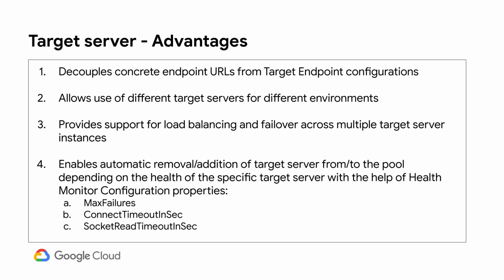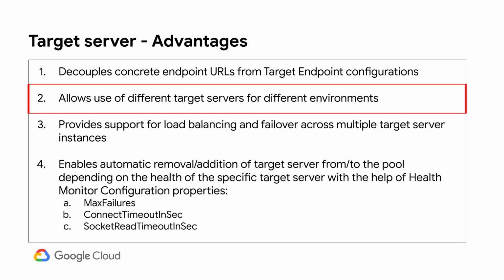So what are the advantages of using target servers in the target endpoint configuration? First and foremost, it decouples concrete endpoint URLs from target endpoint configurations. That is, you don't have to hardcode the backend service URL in the target endpoint configuration of API proxy. If you need to modify the backend service URL, then all you need to do is update the target server definition. This avoids direct modifications to the API proxy code and subsequent redeployments required to effect the change.